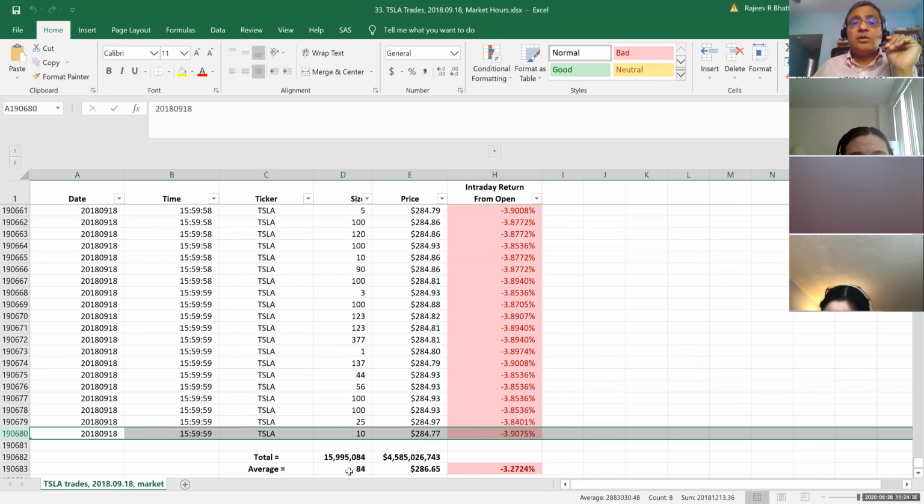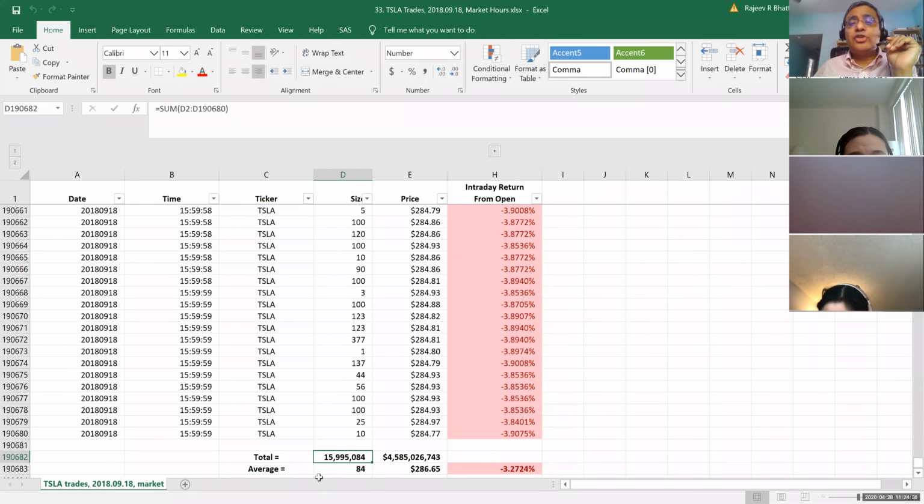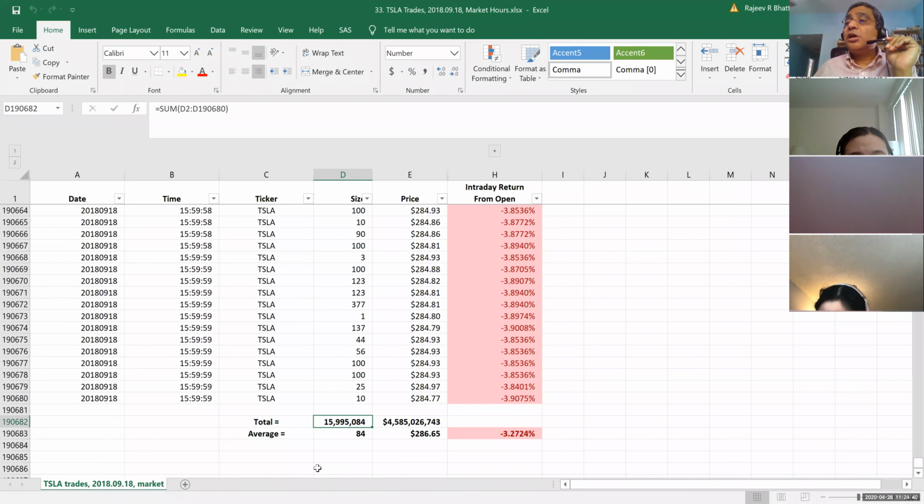What is the total number of shares traded on that particular day? 15 million shares exchanged hands during that day. What is the average size of each trade? It is 84 shares. So that's quite substantial. The total volume on that day is 15 million.